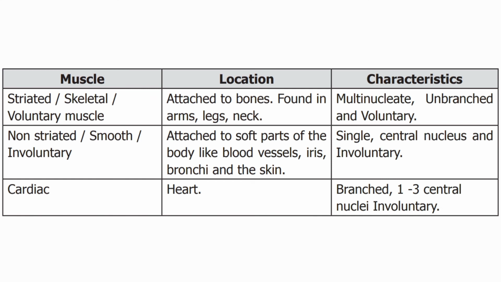Muscle: non-striated, smooth, involuntary muscle. Location: attached to soft parts of the body like blood vessels, iris, bronchi and the skin. Characteristics: single central nucleus and involuntary. Muscle: cardiac muscle. Location: heart. Characteristics: branched, 1 to 3 central nuclei, involuntary.